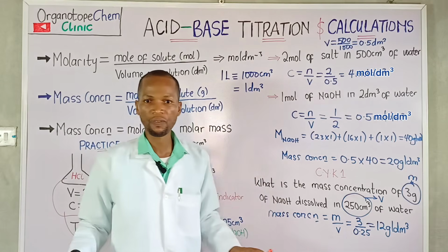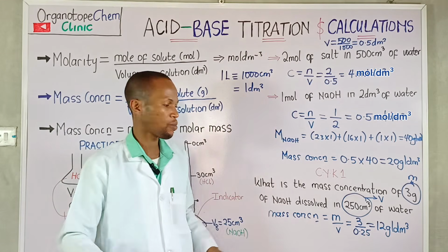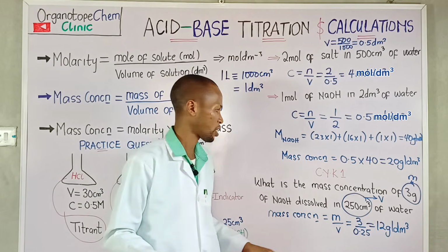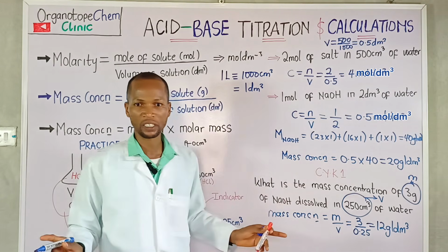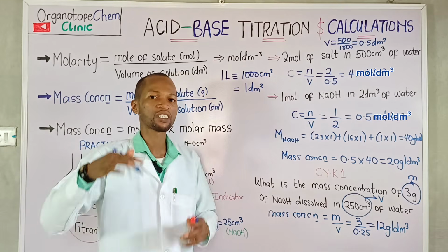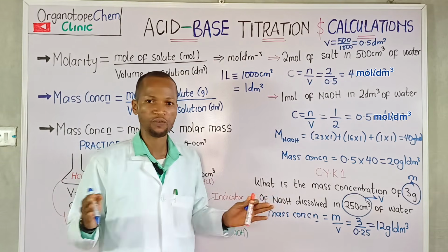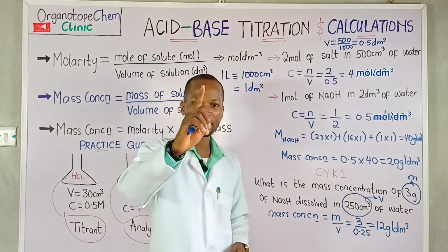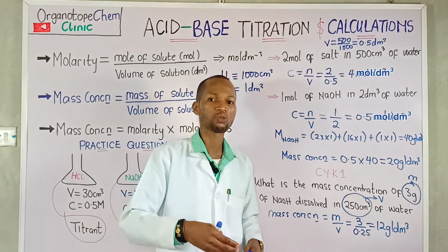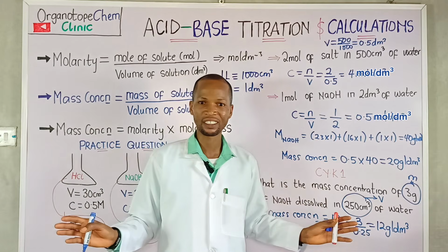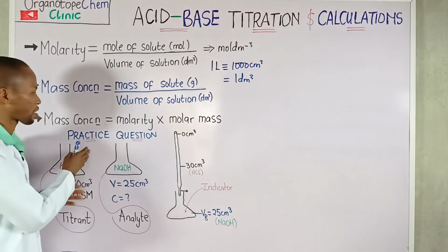Okay, can we interpret the final answer? We have 12 gram of sodium hydroxide dissolved in 1 dm cube of water, or 12 gram of sodium hydroxide dissolved in 1000 cm cube of water. The expression remains the same. 12 gram in 1 dm cube is equivalent to having 12 gram in 1000 cm cube. Makes sense? Moving on, can we consider this practice question?